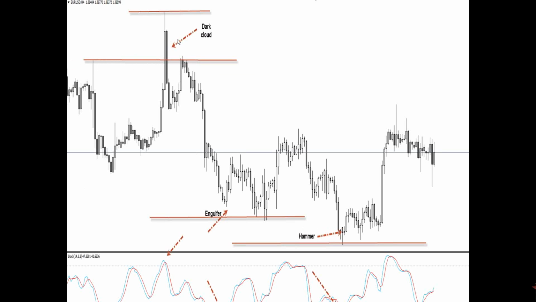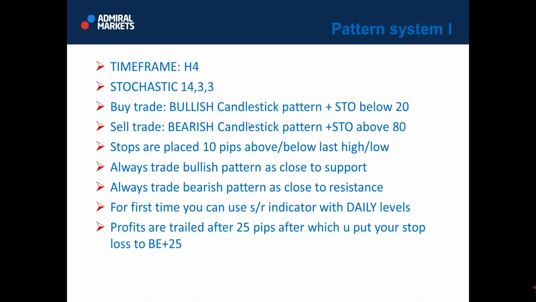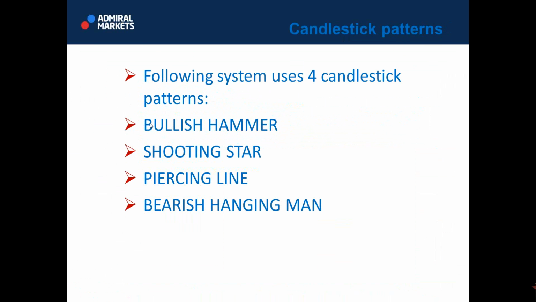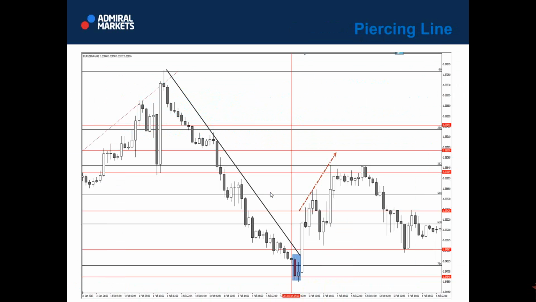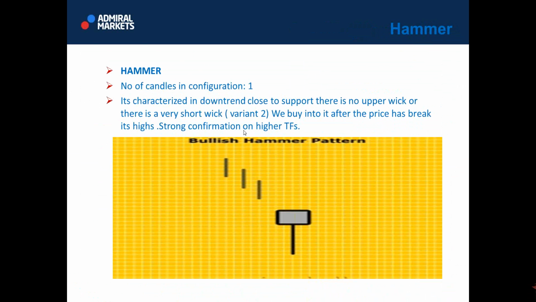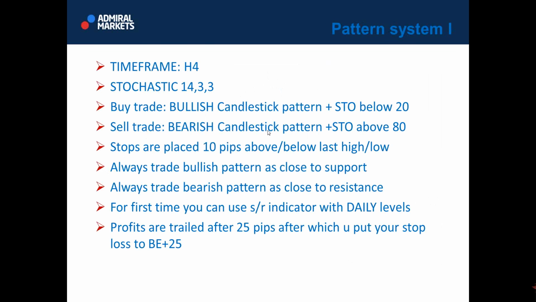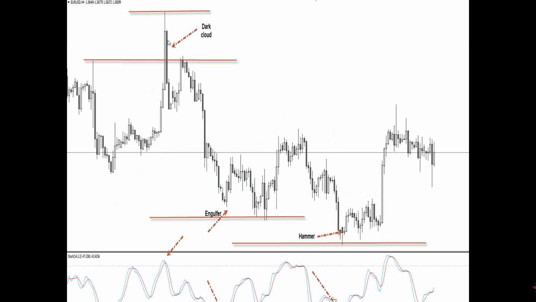When you see a pattern, dark cloud, you also need to see stochastic above 80. So any of those patterns which are mentioned here qualify for a trade, but only 4 of these patterns: bullish hammer, shooting star, piercing line, bearish hangman. Only 4 of these patterns qualify for the trade. Of course, we can always include dark cloud and bullish engulfing because they are very, very strong. So in this example, we see dark cloud. It's a reverse of a piercing line.